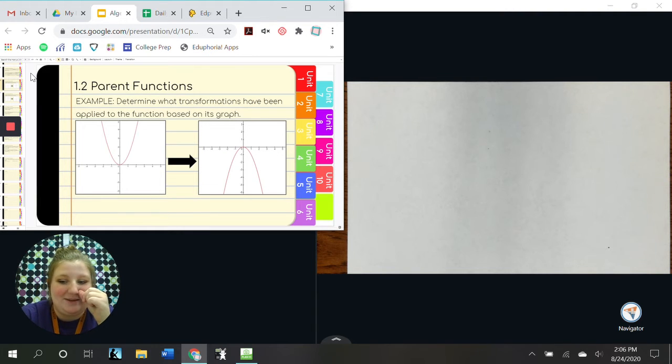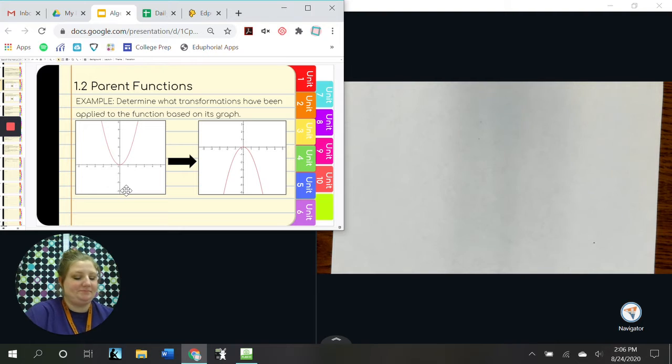Alright, so we've got some examples that we're going to look at. We want to know what transformations have been applied to the functions based on their graph. So right here we have a quadratic function. It's that U-shaped curve. And then over here we have a similarly shaped curve, but now it's flipped upside down. So when you see something that's flipped upside down or flipped on its side, that's telling you it's going to be a reflection. And since it's upside down, if you look, I'm going to actually draw this over here.